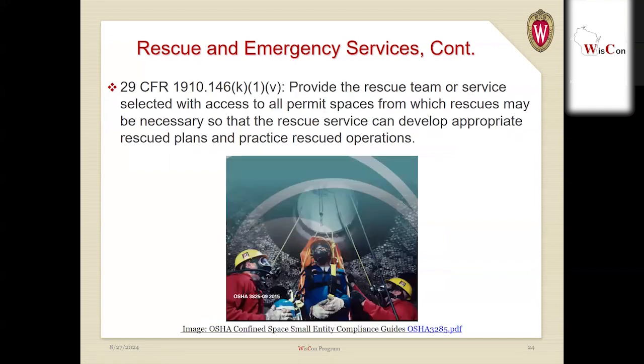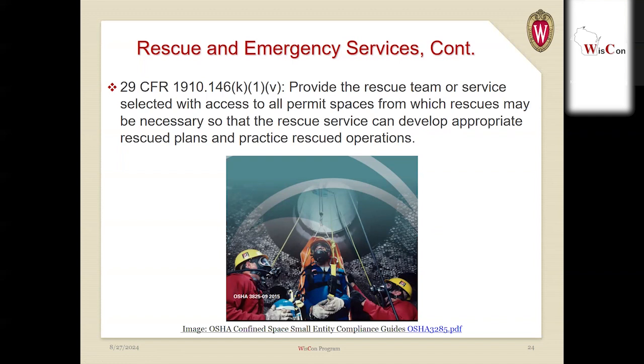Also want to make sure that if you are relying on a local service, that the local service knows that you're relying on them. I've encountered situations where the employer's response is that they are going to use the local fire department, but they've never let the local fire department know that that's the employer's expectation. So you're going to want to communicate with the service that you intend on using, and you also, according to the standard, have to give the service access to your facility so the service can train and understand the confined spaces that are at your work site.